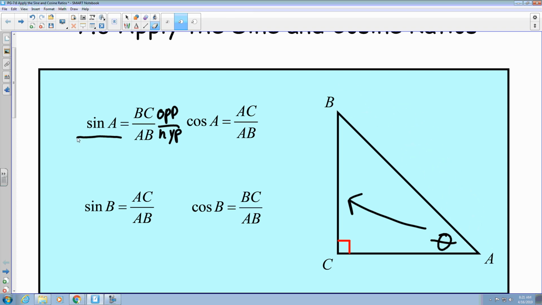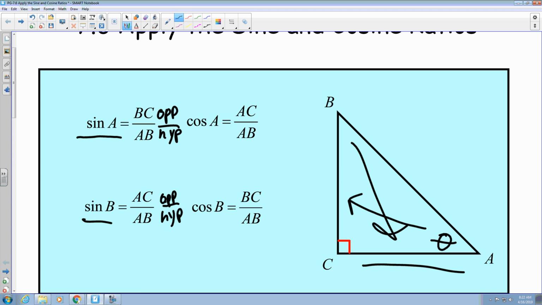If you look at the other sine ratio, sine B, the opposite of B is AC, and then the hypotenuse is still AB. So again, it's still opposite over hypotenuse.